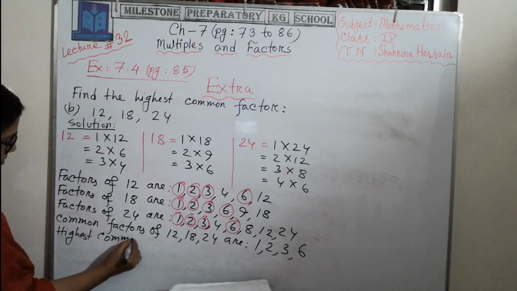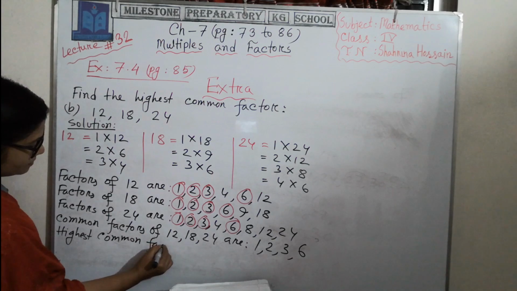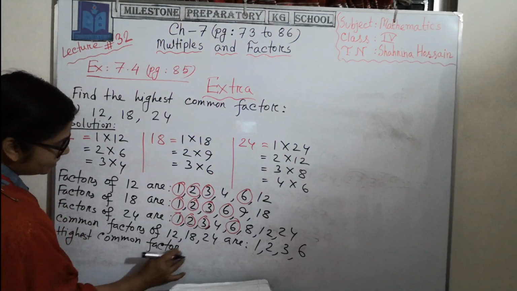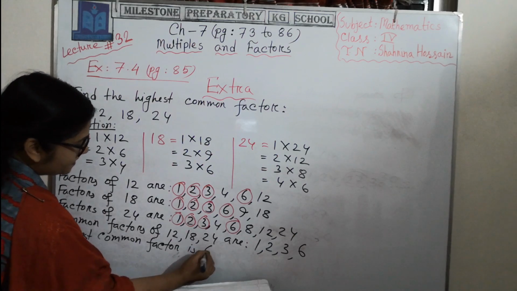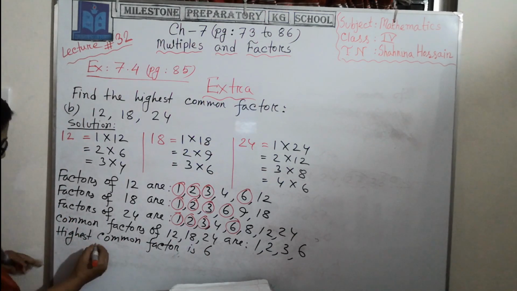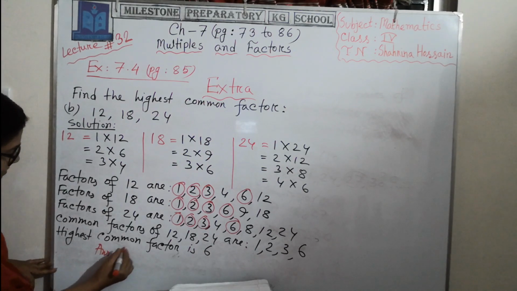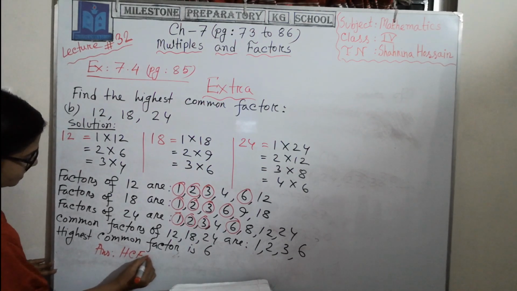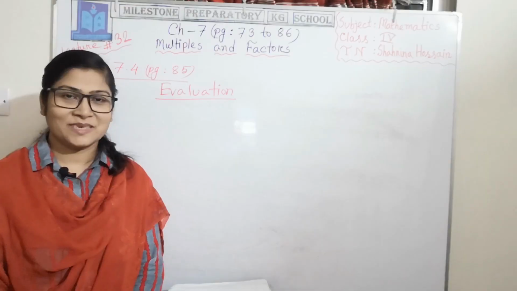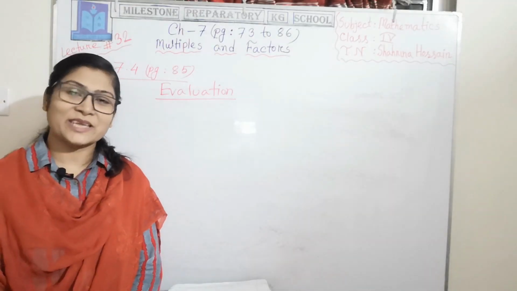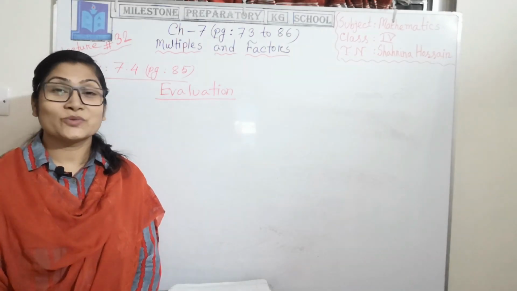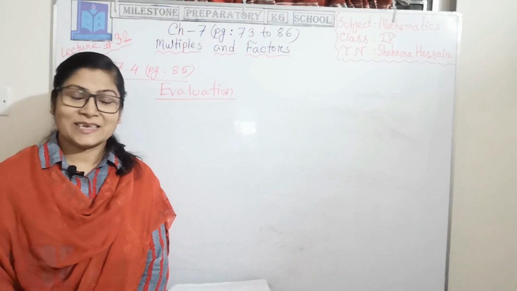Highest common factor is 6. Okay, so my answer is HCF is 6. Okay, good. It is your turn to do this math by yourself. I hope you can do this easily. Let's come.